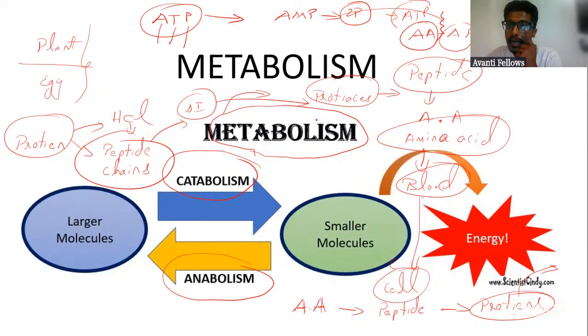How does the conversion take place? During the process of breaking down, I use the released energy to store it in the form of chemical bonds. You understand? So this is called catabolism. Catabolism is breaking. The breaking leads to the release of energy. Your body gets energy out of it.